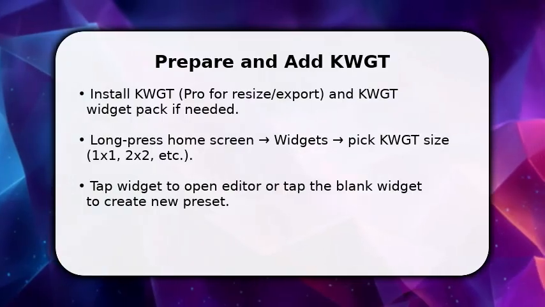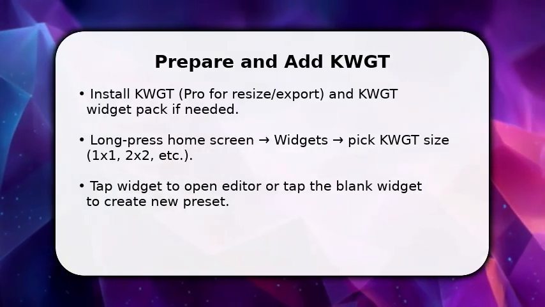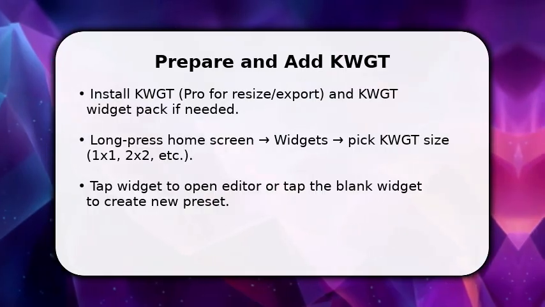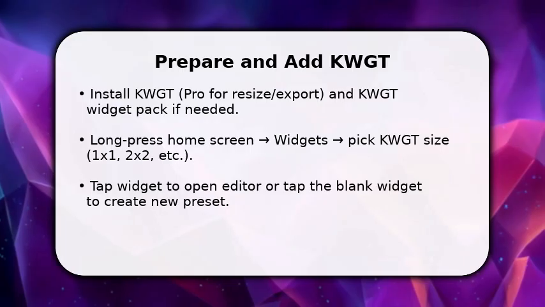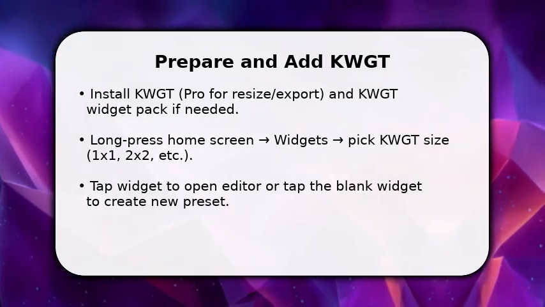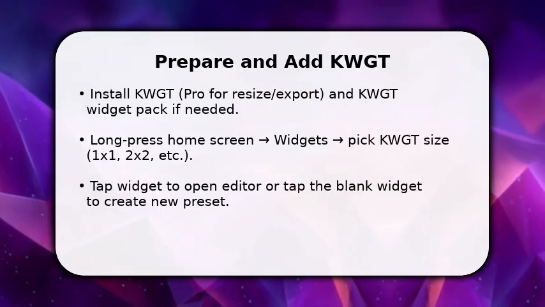You already have KWGT installed. Now place a widget and open the editor. First, long press your home screen and choose a KWGT size that fits the area you want. Once added, tap the new widget to launch the KWGT editor. This is where you start building.